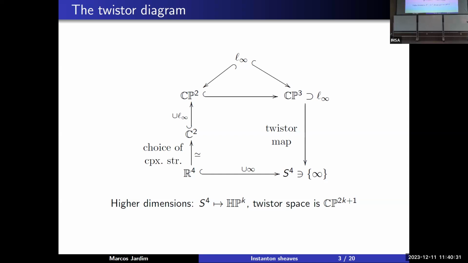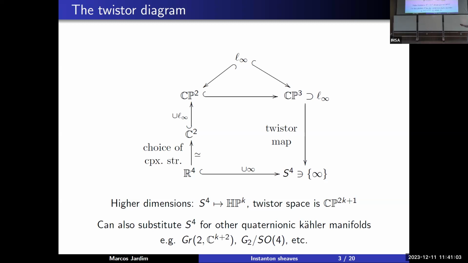So this is the choice of complex structure on R4, cutting all the other twistor lines on CP3, except the special twistor line over the point at infinity. And this diagram can be adapted to higher dimensions. S4 is HP1, so you can change to the other quaternionic projective spaces, for which the twistor space is these odd-dimensional complex projective spaces. You can also substitute S4 with other quaternionic Kähler manifolds, like the Grassmannians of planes in C^(k+2). The simplest example is CP2, right? If you put k equals 1 here, you get P2, and the twistor space is the flag manifold.